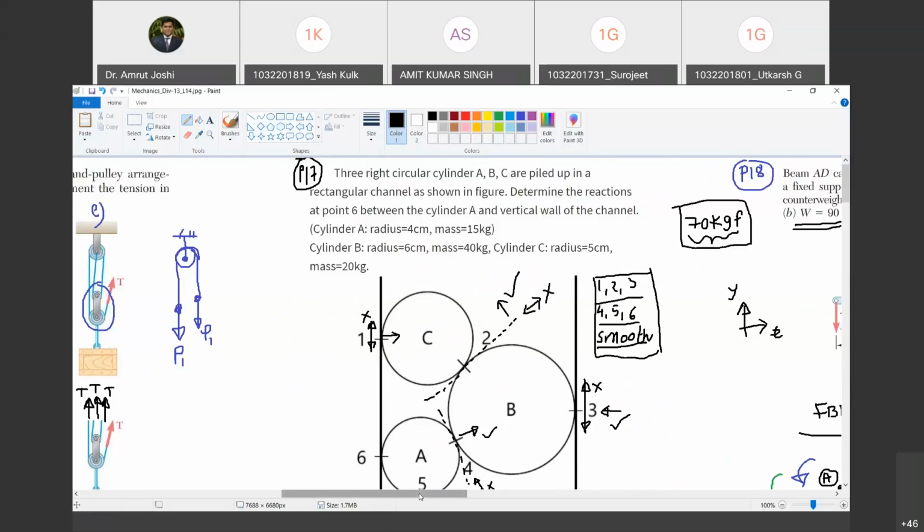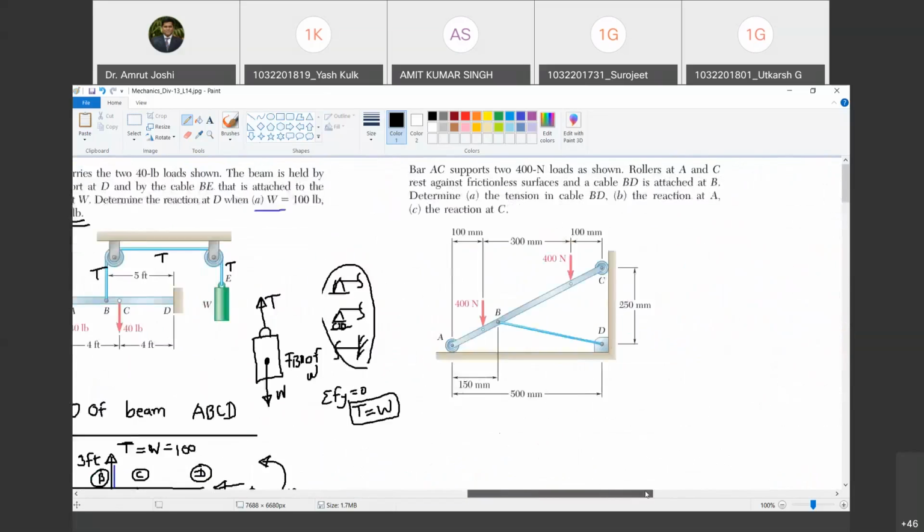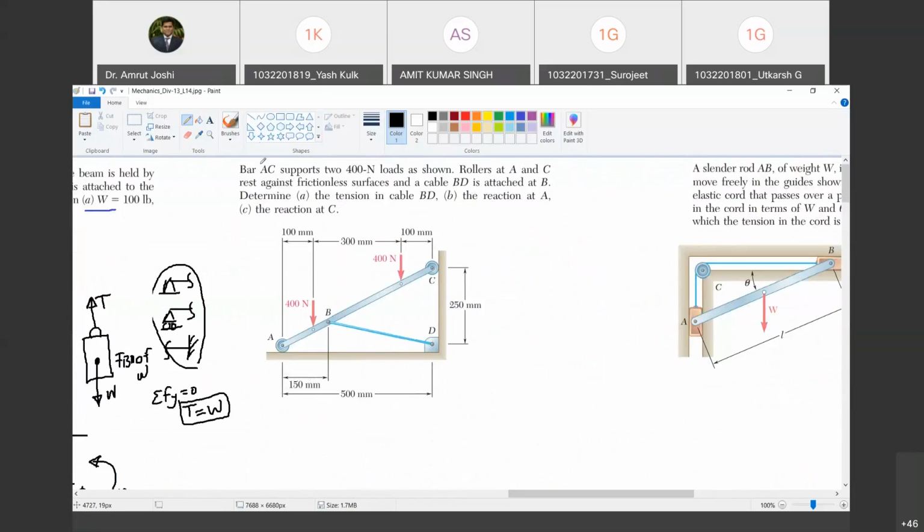Yes, sir. Chalo. So let us move to the next problem, and that is problem number 19. Can you read the statement for me? Yes, sir. Bar AC supports two 400 Newton loads as shown. Rollers at A and C rest against frictionless surfaces and a cable BD is attached at B. Determine the tension in cable BD, the reaction at A, and the reaction at C.